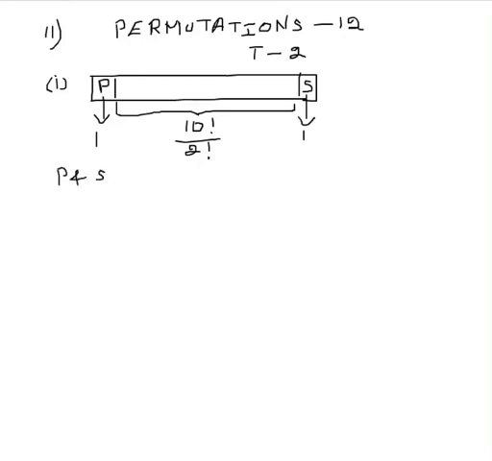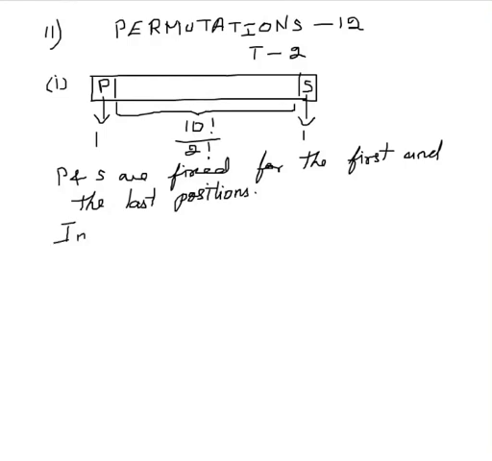P and S are fixed for the first and the last positions. The remaining ten alphabets, we have 2 T's.